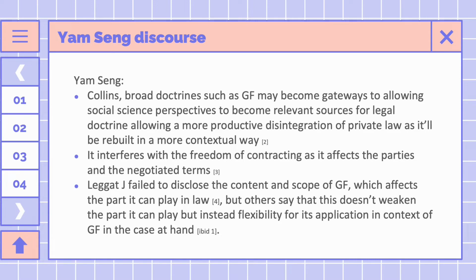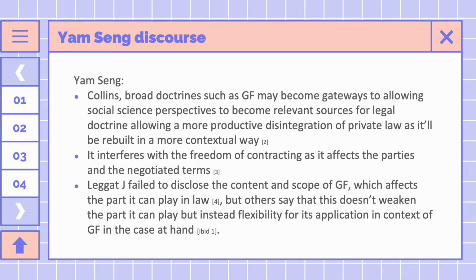The judgment provided by Leggatt in the Yam Seng case, it was quite a controversial case, and it was a case that provided a lot of discourse on people siding with Leggatt and agreeing with his take on the notion of good faith, but also people on the other side that highly criticized it. And this slide will discuss that discourse.